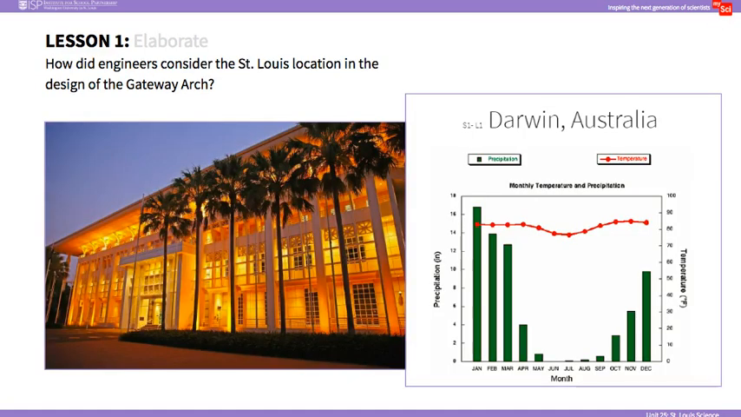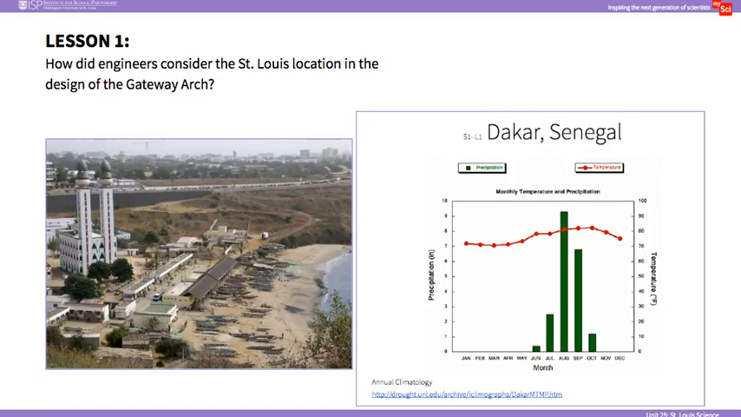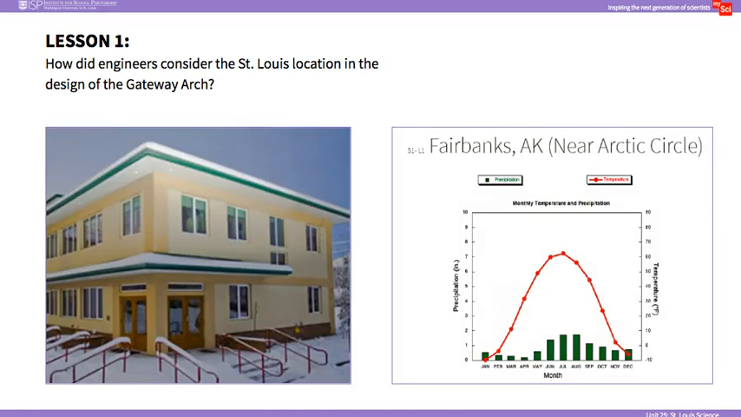In the Elaborate portion of this lesson, students will consider cities that have different climates than St. Louis. They'll look at buildings and climate data for each of these cities, and then they'll consider the question, what might architects and engineers need to consider when building in places that get hotter or colder than St. Louis? What happens if these places are coastal cities? Students will spend time discussing the considerations each engineer had to make when building these buildings.